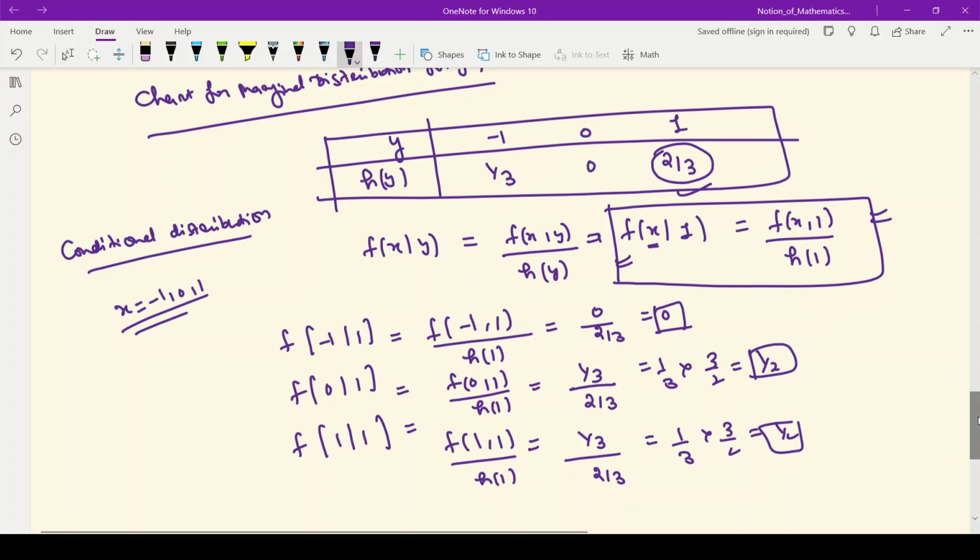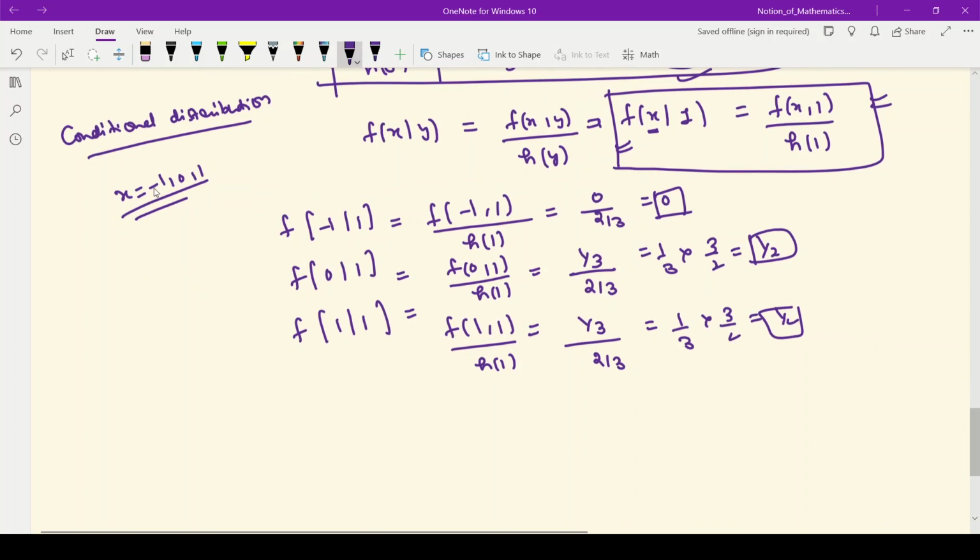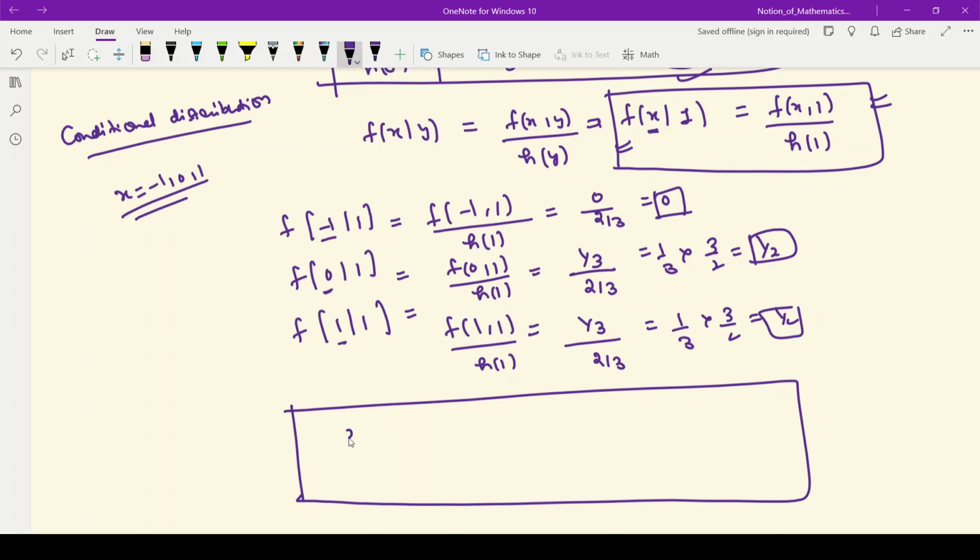So I will now make the chart for this conditional distribution. How can I make the chart for this? This chart will be created for different values of x, because x is changing here. So if I write three values of x here, that is minus 1, 0 and 1, and the value of y is fixed. So this is what? This is f of x given 1.